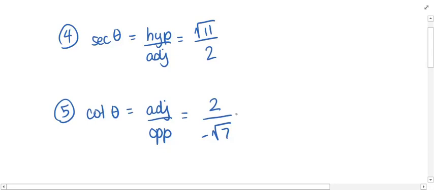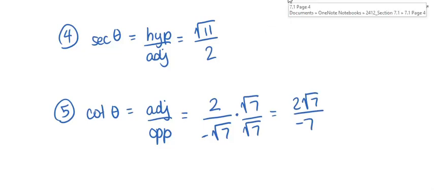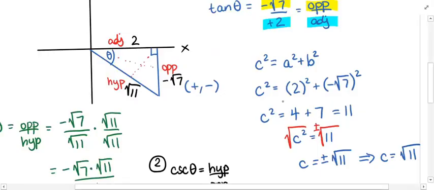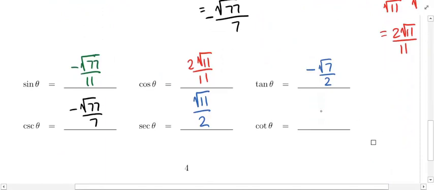Now we just need to rationalize: multiply the top and the bottom by the square root of 7. This is going to be 2 square root of 7 over negative 7. So there's your answer for the cotangent. It is negative 2 square root of 7 over 7.